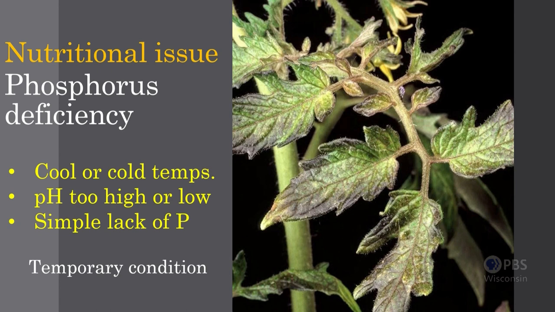Spring, it's cold outside. Plants don't like to grow. If you've hardened them off and put them out in the garden, if the night temperatures get too low, you can start to see purpling on the leaves, especially on tomatoes. It usually goes away. This is nothing to panic about. Sometimes if the pH is not quite right, it's complicated, but the phosphorus gets tied up. It's there, but the plants can't absorb it.